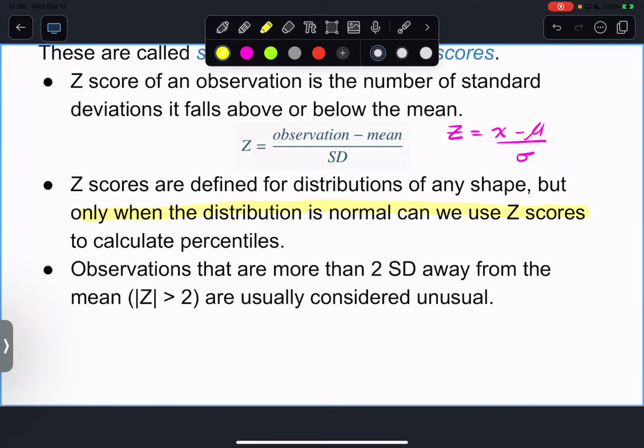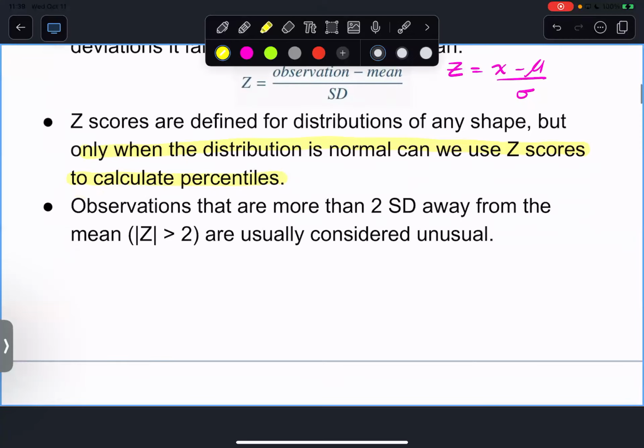When the distribution is normal, can we use z-scores to calculate percentiles? Percentiles sound like something to do with probabilities. That's a bit of a stretch, right? But what am I relying on? All the three P's are the same. Probabilities, percentages, proportions, all those words. I can switcheroo, right? So percentiles, probably something to do with areas under the curve. We'll see it on the next slide, I think.